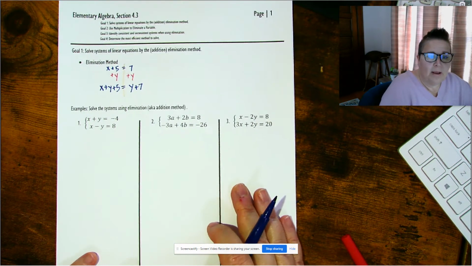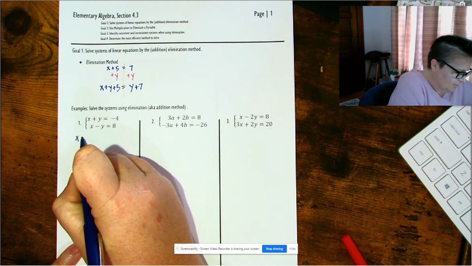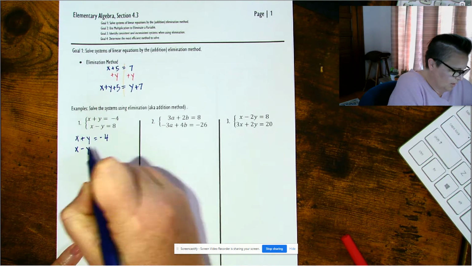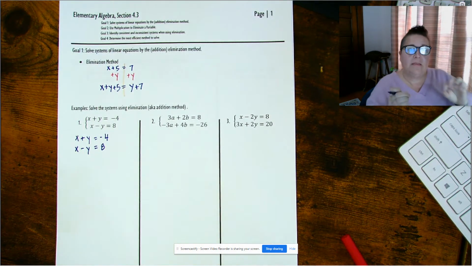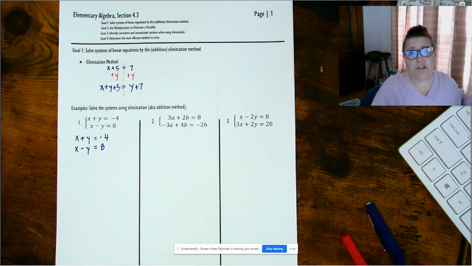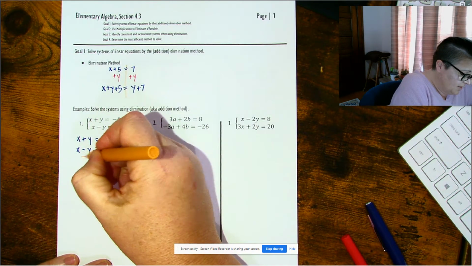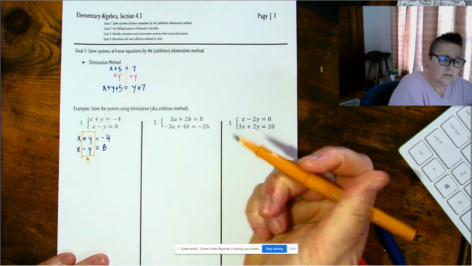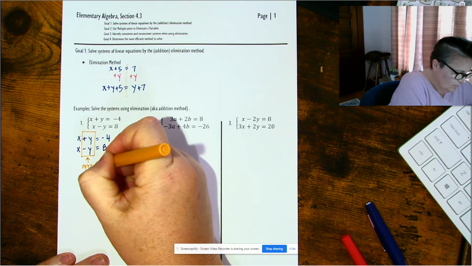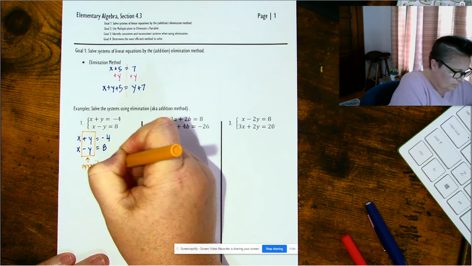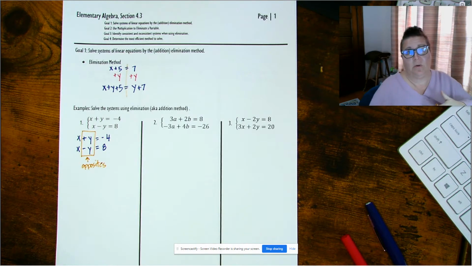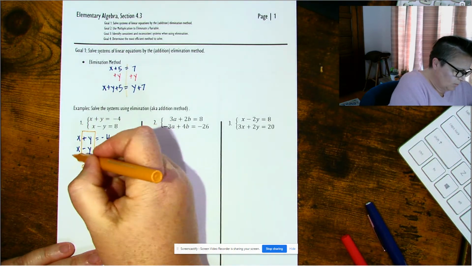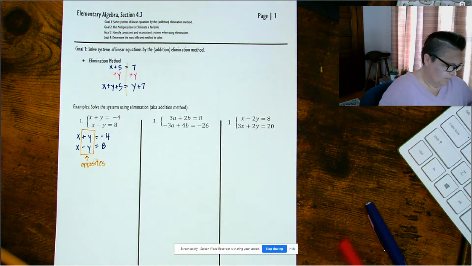Okay, so in problem number 1, we have x plus y is equal to negative 4, and we have x minus y is equal to 8. This is the perfect setup to use the elimination method because of this situation right here. These guys are opposites. So if I have a minus y and a plus y, if I add them together, they will cancel out because they are opposites.